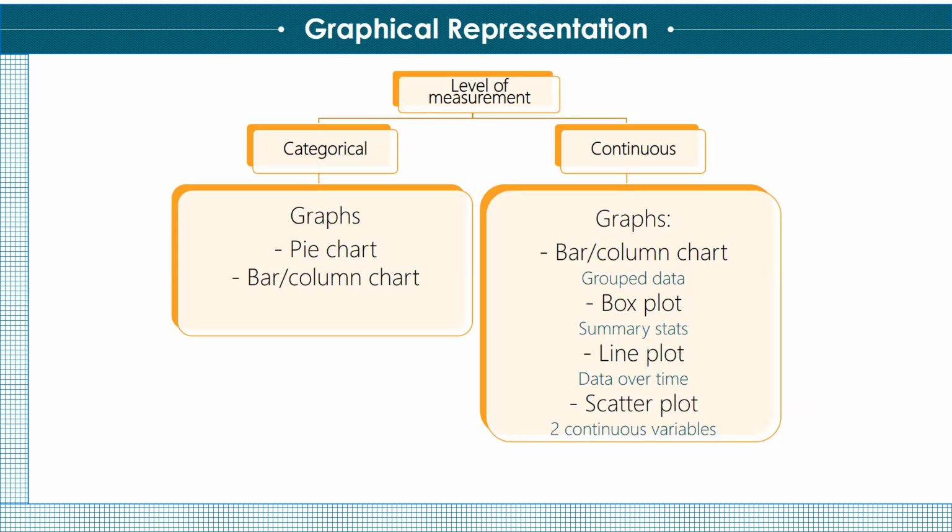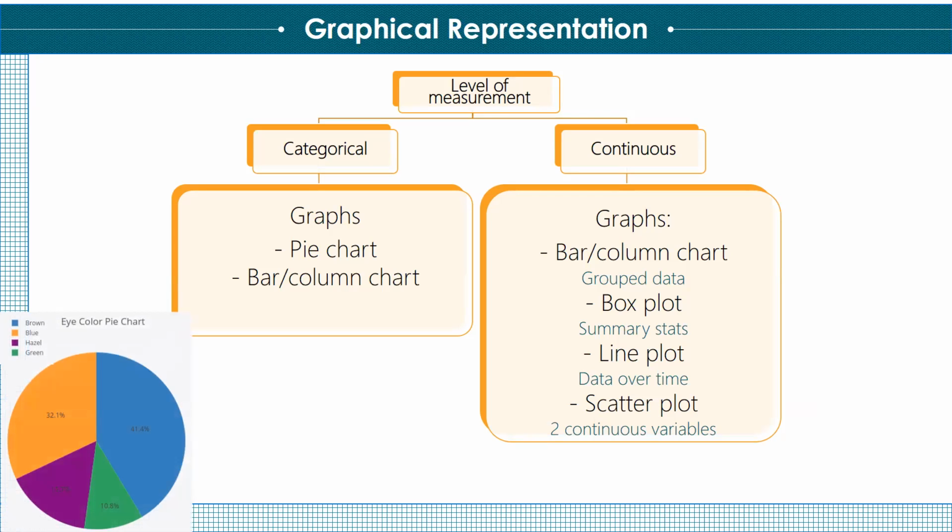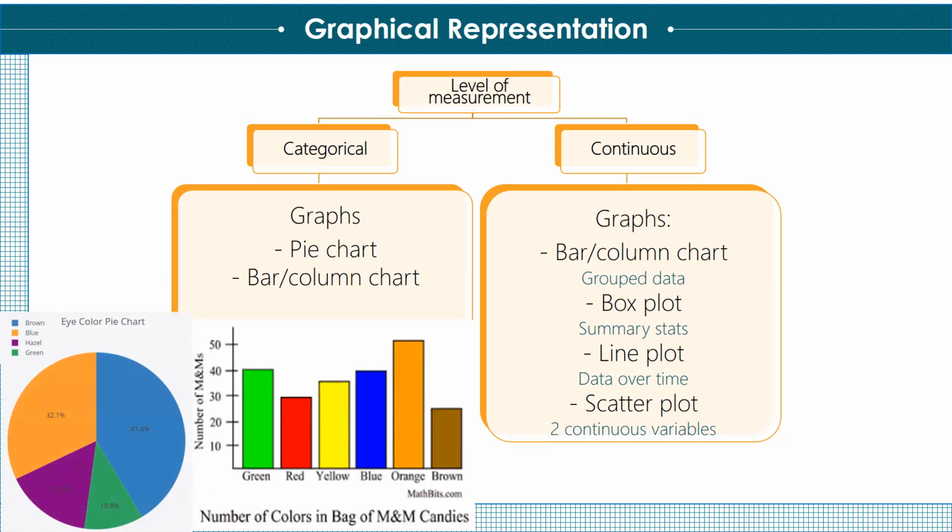So of course, there are different graphical representations of our data. For categorical variables, it's nice to display our data in pie charts or bar or column charts. Here's an example of eye color in a population according to the pie chart. This bar or column chart is showing us the categories of color for M&Ms in a bag of candies.